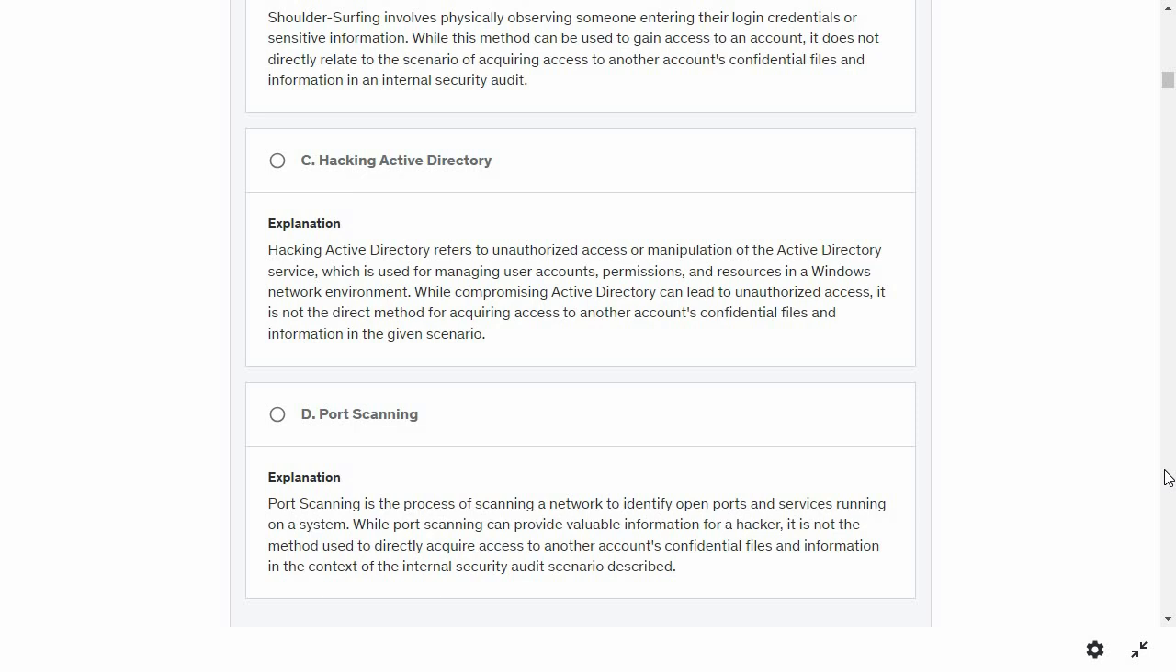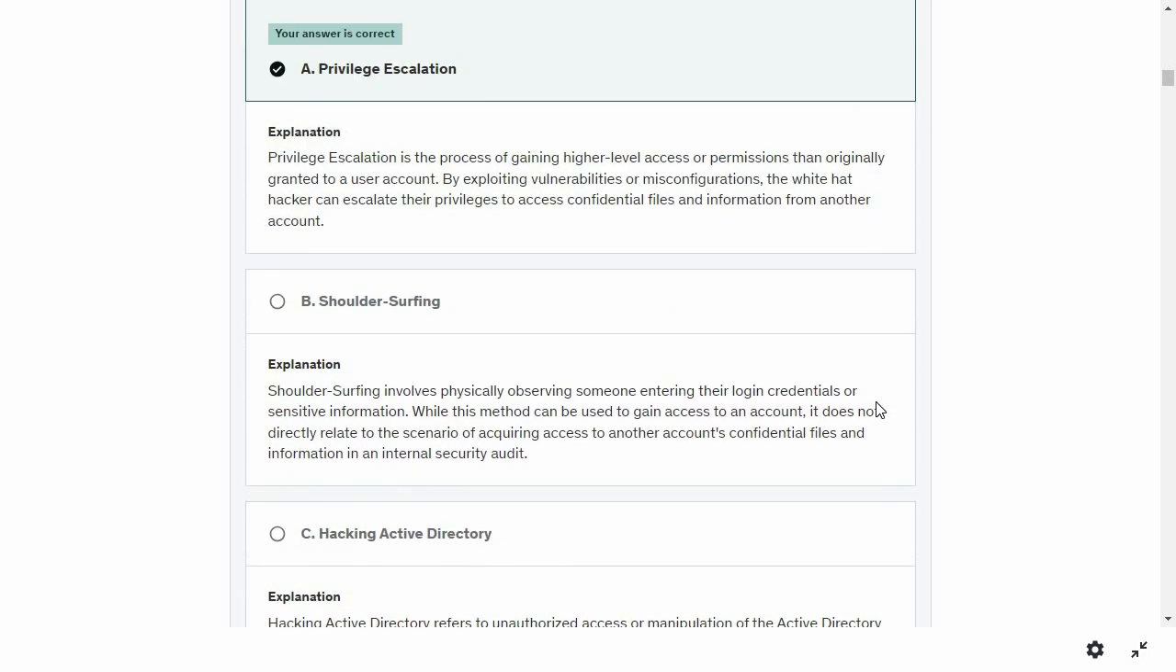Port scanning is the process of scanning the network to identify open ports and services running on a system. While port scanning can provide valuable information for a hacker, it does not directly acquire access to another account's confidential files and information in the context of the internal security audit scenario described. So port scanning also is not the correct answer for this scenario. The only correct answer for the scenario is privilege escalation.